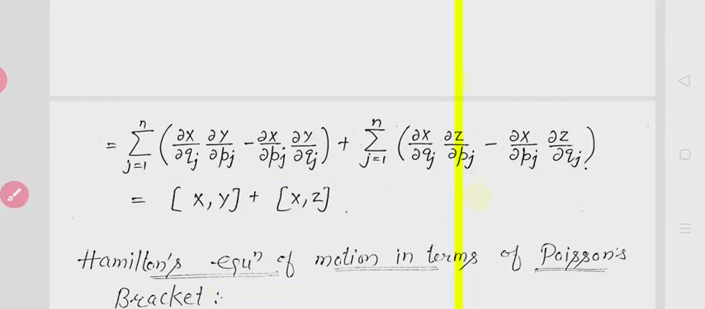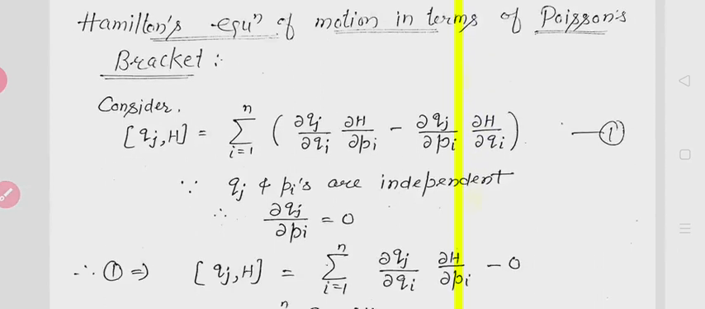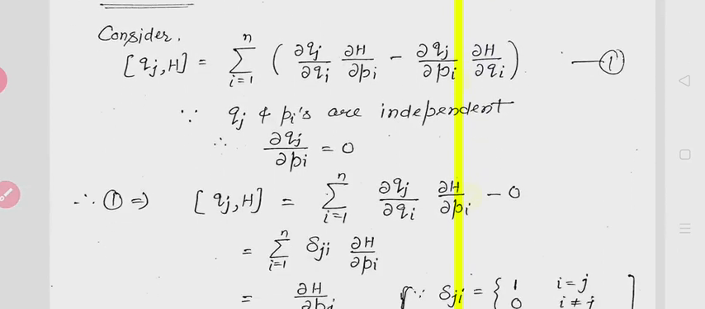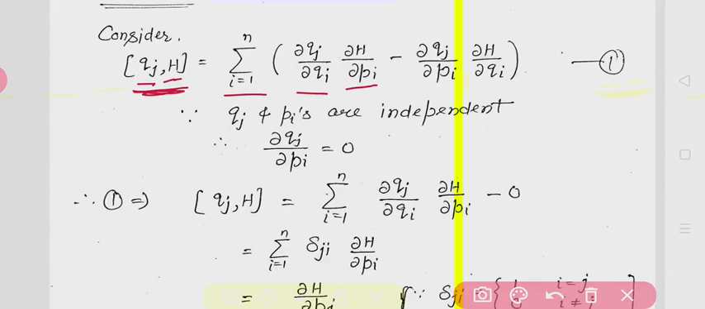Now we will find out the Hamilton equation of motion in terms of the Poisson bracket. Suppose that we consider qj and the function h, the Hamilton function. So we are finding the Poisson bracket. When you write down the Poisson bracket definition, suppose that the summation is varying, i is varying from 1 to n, partial derivative of qj with respect to qi and the second with respect to pi, minus first with respect to pi and second with respect to qi.